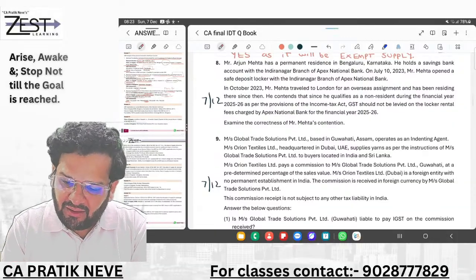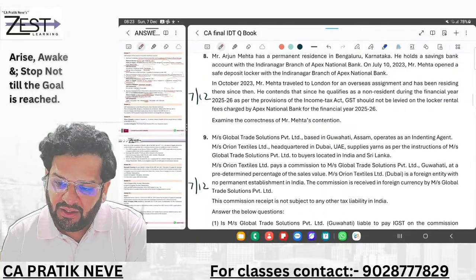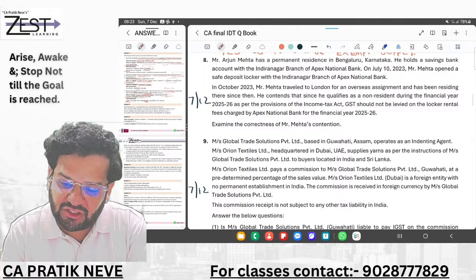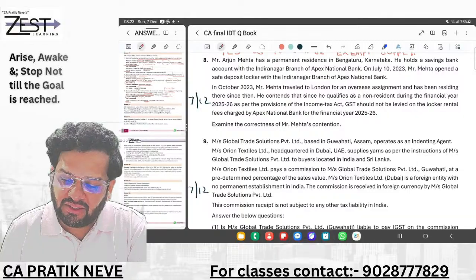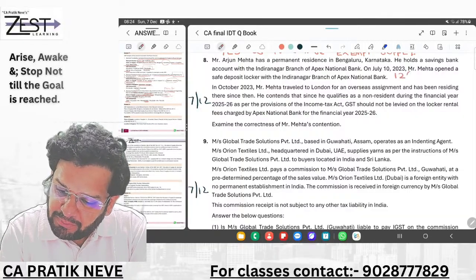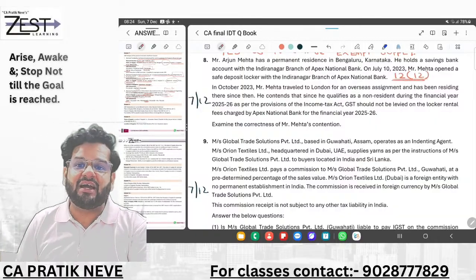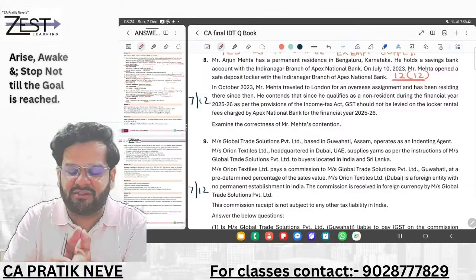Arjun Mehta has permanent residence in Bangalore. He holds a savings account with Indiranagar branch of Apex National Bank. Okay, so basically, when I talk about a banking service, the place of supply is given in 12(12). See, I will once tell you the entire structure of section 12.